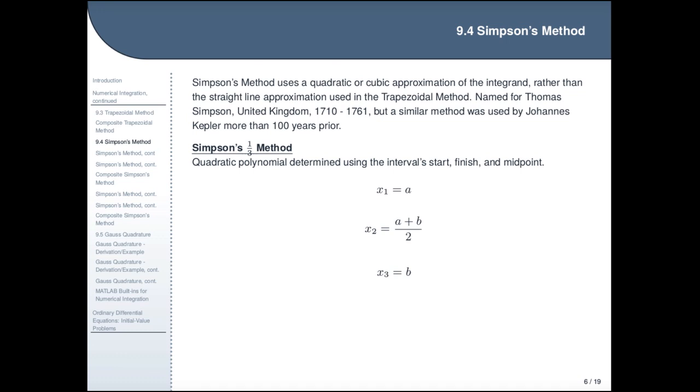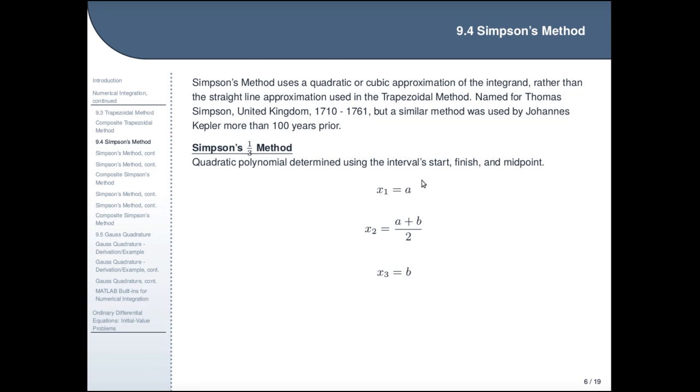This was named for Thomas Simpson in the United Kingdom. But it was actually used by Kepler more than 100 years earlier than Simpson actually publishing it. So let's take a look at how this is generated. We'll first look at the variant called Simpson's 1/3 method. And this uses a quadratic polynomial. And the quadratic polynomial is generated from the interval's start, finish, and midpoint.